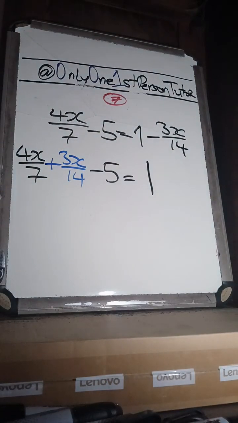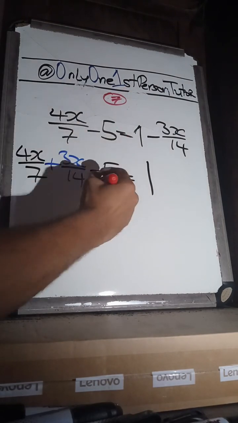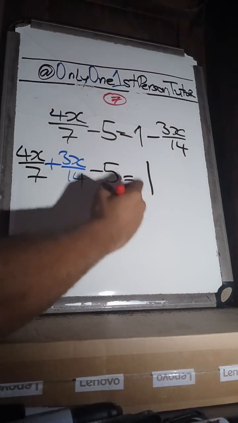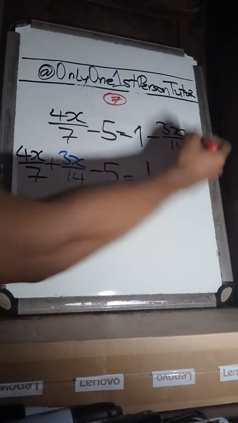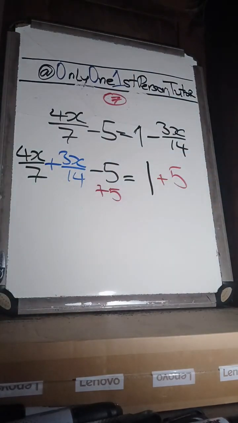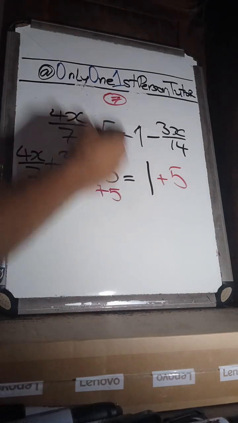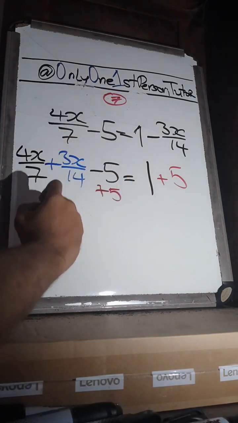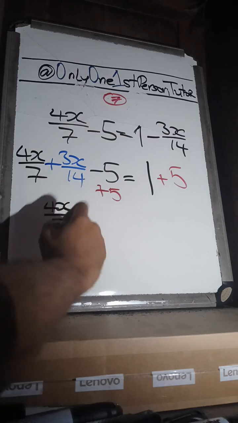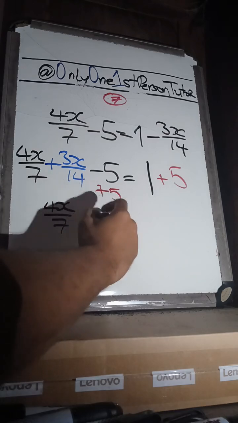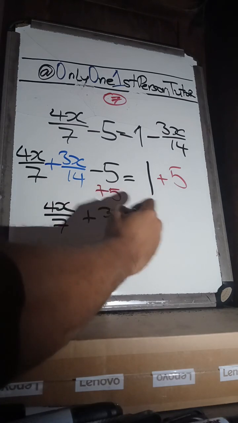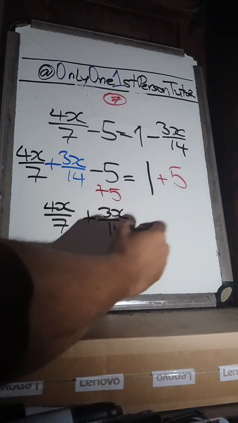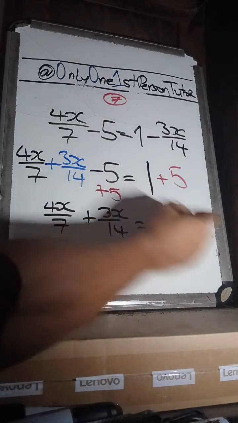So now what we have left, we have to add 5 to both sides, right? Again, got to take myself away. So we do that. So now, where are we at now? 5 minus 5, yeah, that cancels. So now we have 4x over 7 plus 3x over 14. 1 plus 5, there we go.